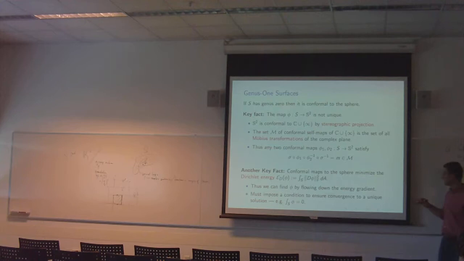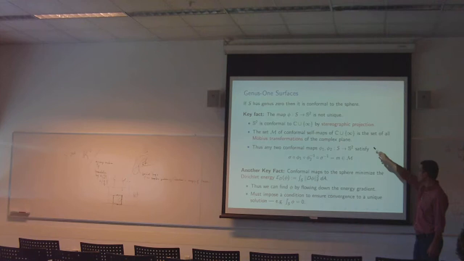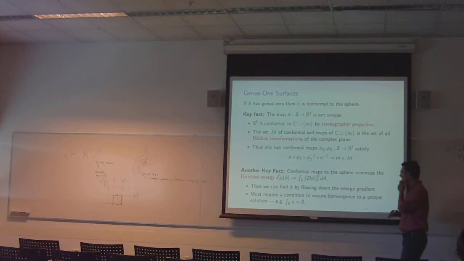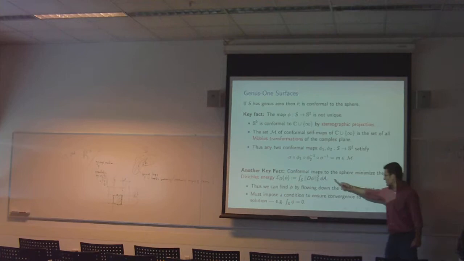A second key fact that is true for genus zero surfaces, and not true in higher genus, is that conformal maps to the sphere are minima of a so-called Dirichlet energy. I think we may have mentioned Dirichlet energy before. The Dirichlet energy is the Frobenius norm of the derivative of the map, squared and integrated, an L2 norm. This is a measure of the squared average stretching of the map. And it turns out that the minima of this energy are conformal maps. If you want them bijective, you impose a constraint.